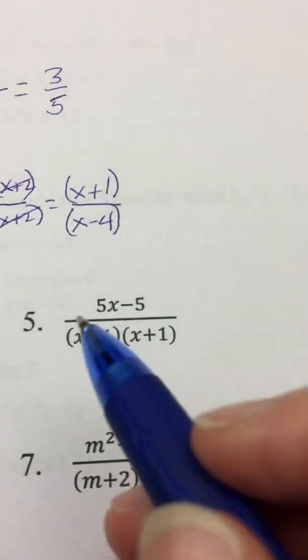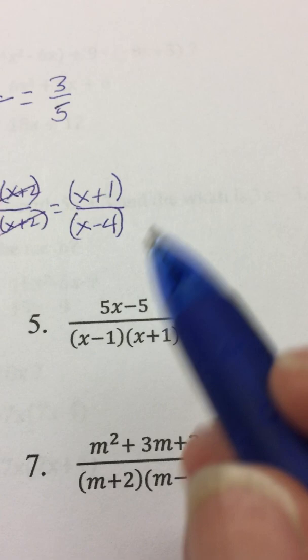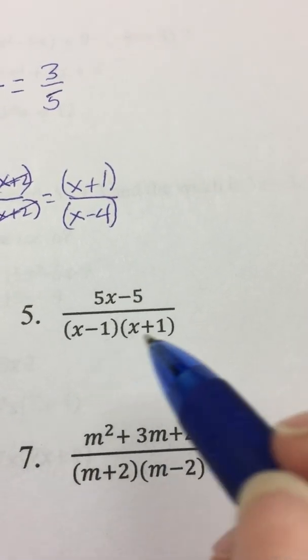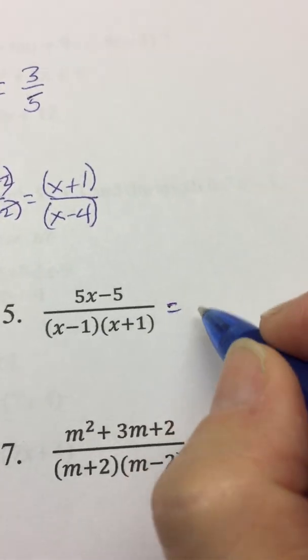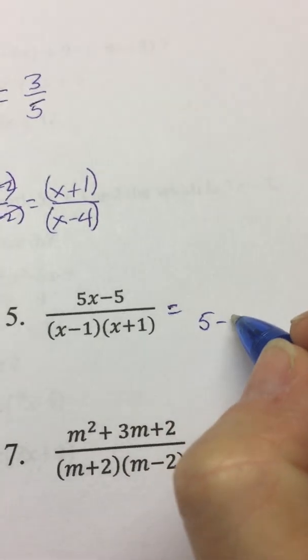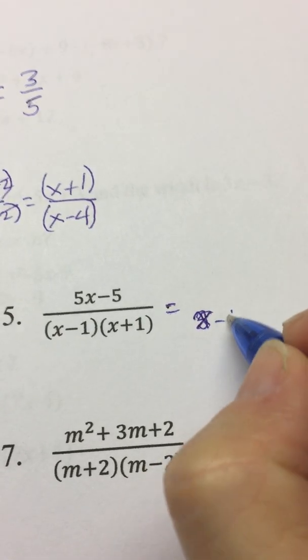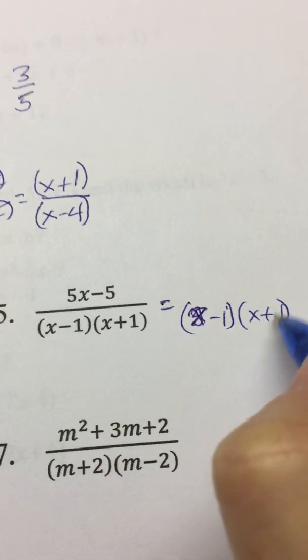Number 5. Again, it's a division problem, so the only way we're going to do these is to factor the top, factor the bottom, and cancel out anything that's the same on top and bottom. Okay, so this looks like it's already factored on bottom, so I don't have to factor it, but I do need to factor on top. So it's x minus 1 on bottom and x plus 1 on bottom. Just pretend that first one's a pretty x.